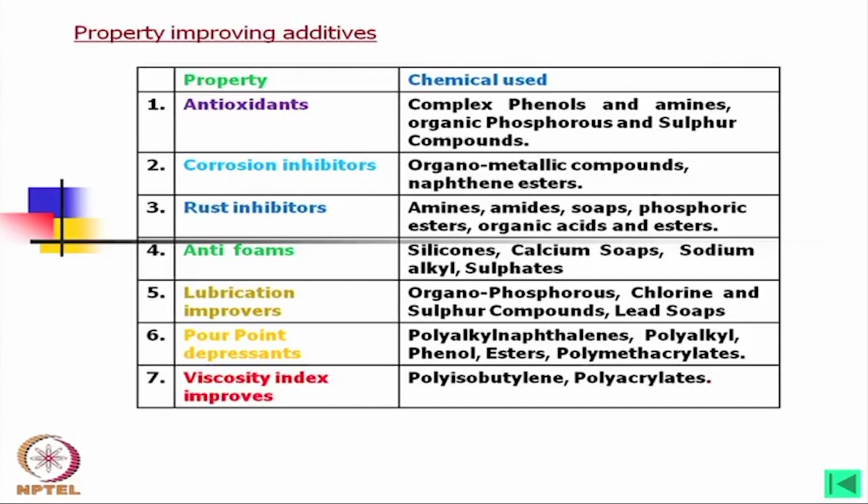Corrosion inhibitors, for that organic metallic compounds, naphthalene esters are used. Rust inhibitors, amines, amides, soaps, phosphoric esters, organic acids and esters. Here I would like to mention, if you ask me what these chemical compounds really are, I would say that I do not know, but if you name them, you can procure them from the market.